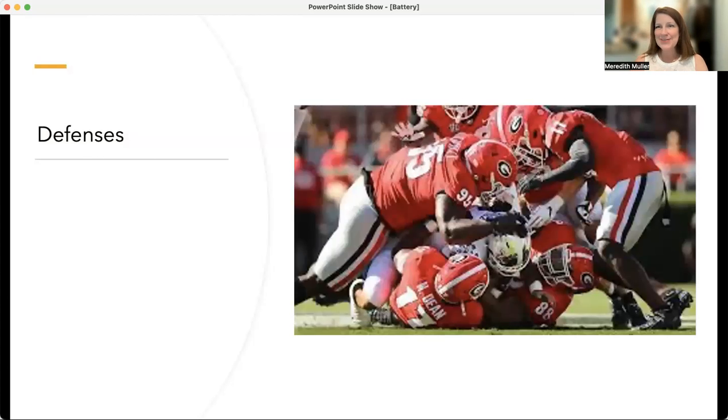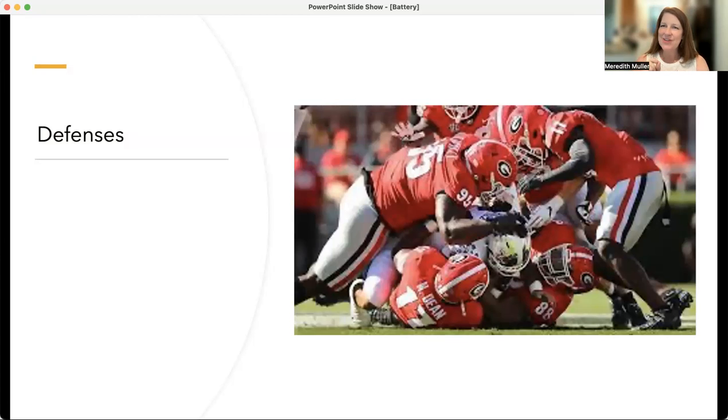Finally, don't forget about defenses. The main defense with battery is going to be consent. Look at these guys. I love my Georgia Bulldogs. These guys probably consented to this. They're on a football field, playing a game of football. They know they're going to get tackled.